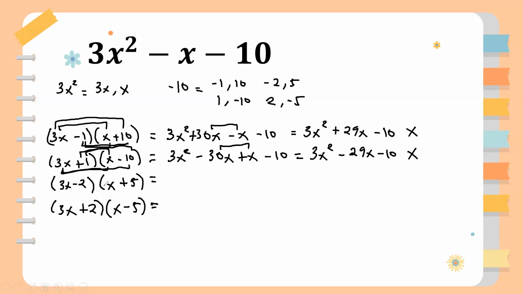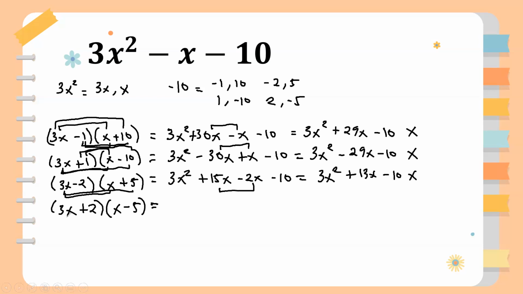So we have here 3x minus 2 times the quantity of x plus 5. So we have to multiply 3x times x, 3x squared, 3x times positive 5, that is 15x, negative 2 times x, negative 2x, and negative 2 times 5, that is equal to negative 10. Combine again the like terms, 15x minus 2x, that is equal to positive 13x minus 10. So x ulit siya.